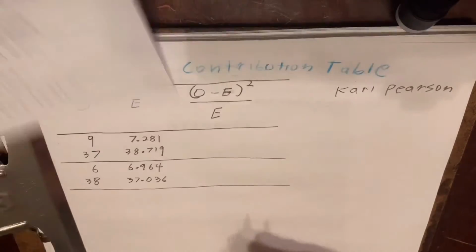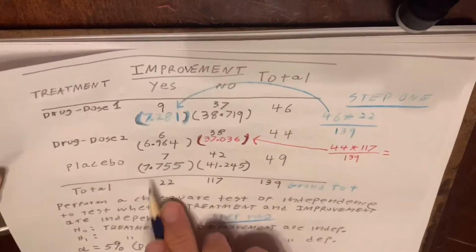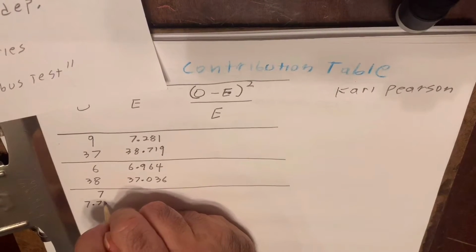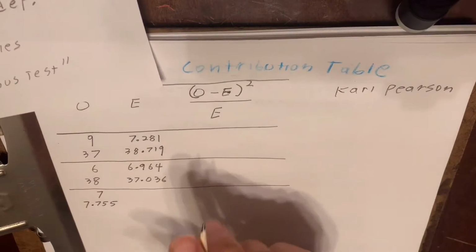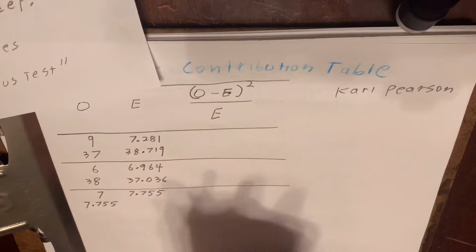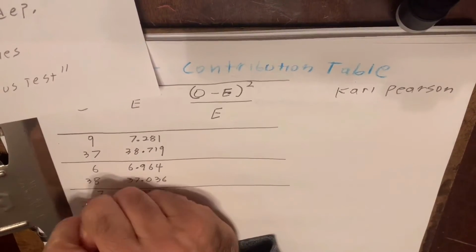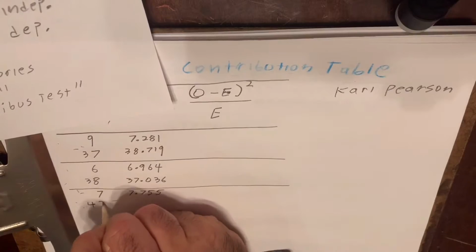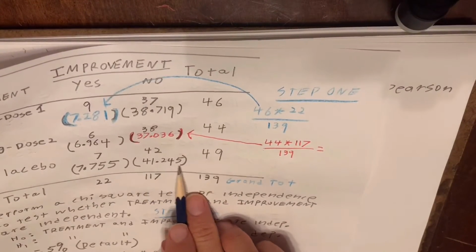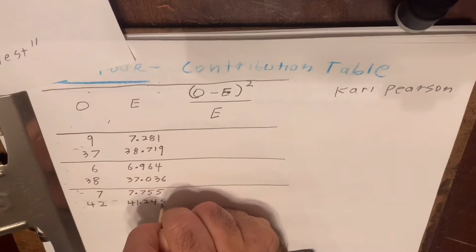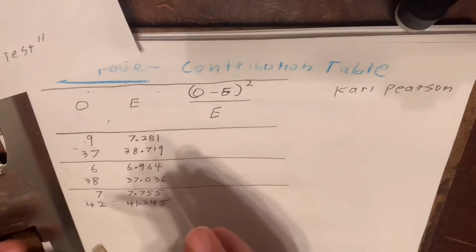And now 7 is the observed frequency, and 7.755 is the expected frequency. Oh, I put it in the wrong place. 7.755 is the expected frequency. And 42 is the observed frequency, and 41.245 is the expected frequency.